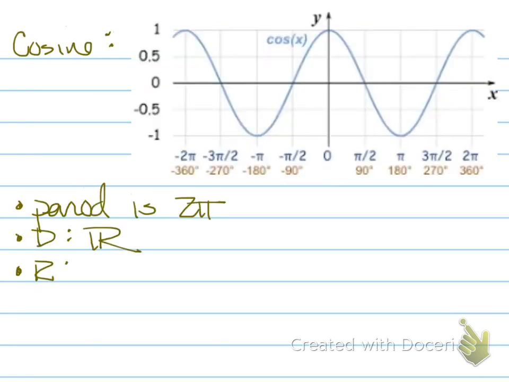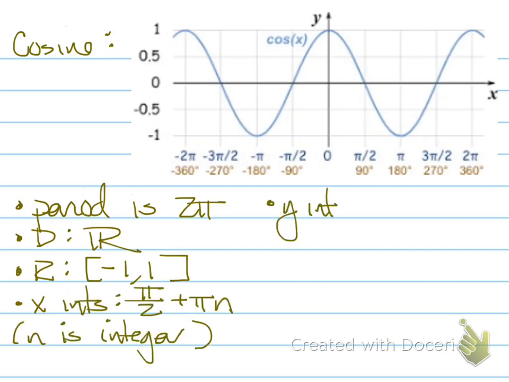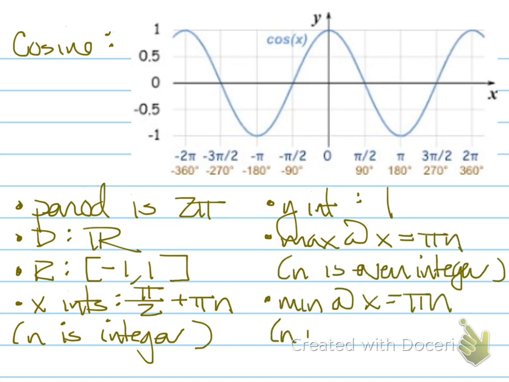For cosine, cosine is pretty much the same as the sine curve, except it's shifted one way or the other by pi over 2. So it's the same as a sine curve, it's just shifted pi over 2 units. So the period is still 2 pi, the domain is still all real numbers, the range is still from -1 to 1. However, now the x-intercept, again, it's shifted by pi over 2, so the x-intercepts occur at pi over 2 plus pi n, where n is an integer.